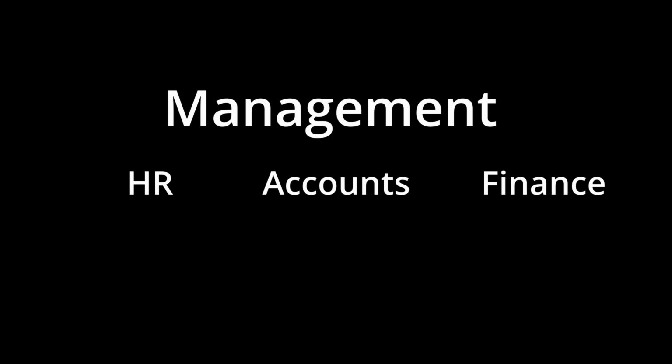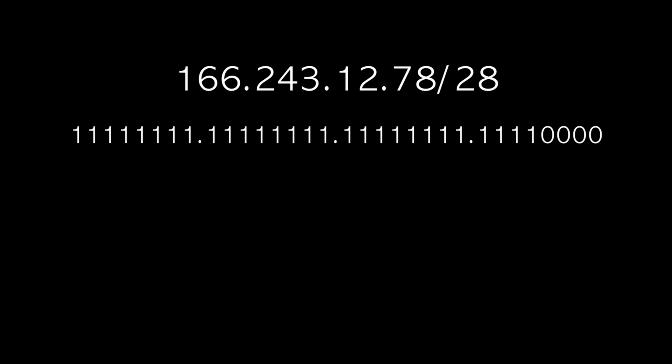Before we move on, let's work out what subnet an IP address is allocated to. So if we had an address of say 166.243.12.78/28, what subnet would that address be associated with? So the first thing we need to do is work out a subnet mask. A long way to do it is to write out 28 binary ones.